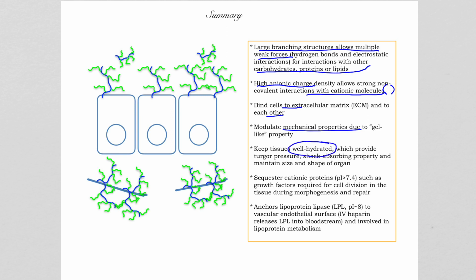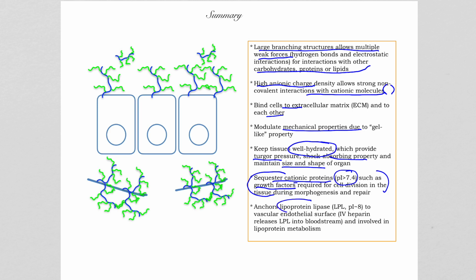They attract a lot of water, therefore keeping the tissue well hydrated, giving the tissue its turgor pressure, shock absorbing property, and maintaining the size and shape of the organ. Again, because of the negative charges, they can sequester a lot of cationic proteins. And we'll talk about PI, isoelectric point, a very important property of proteins, in a future video. So proteins with a PI greater than 7.4, many of these are very important signaling proteins such as growth factors. So these proteoglycans help tissues trap and store these growth factors, chemokines, cytokines, and so on.